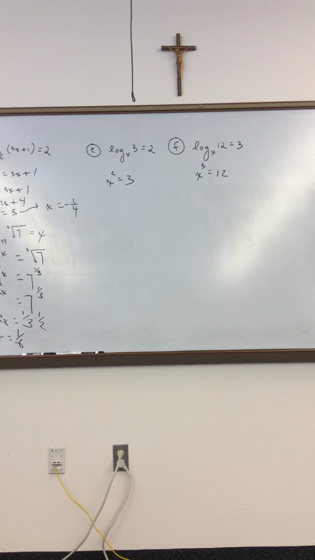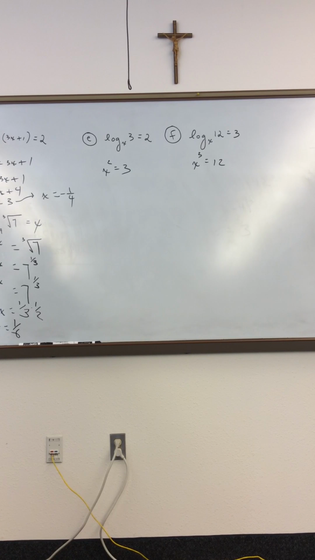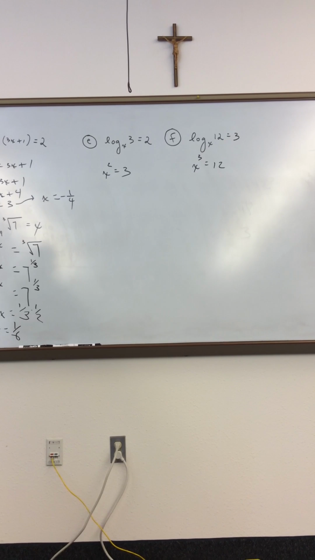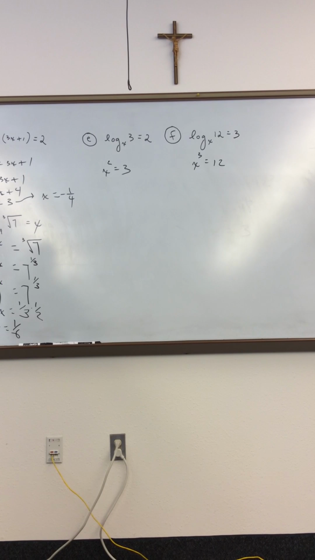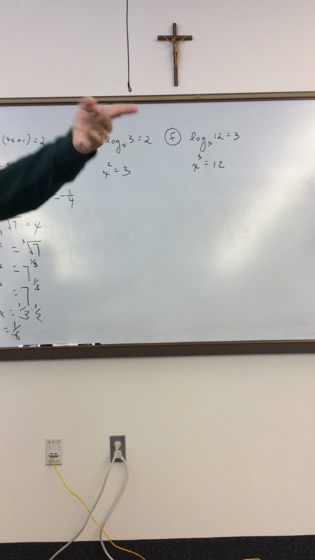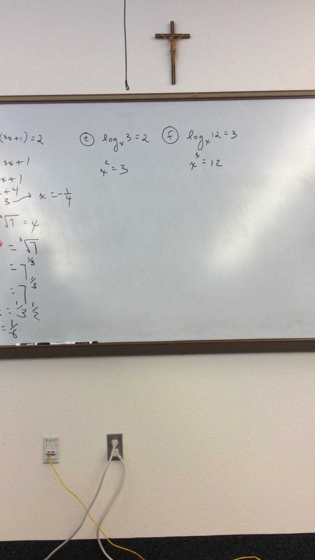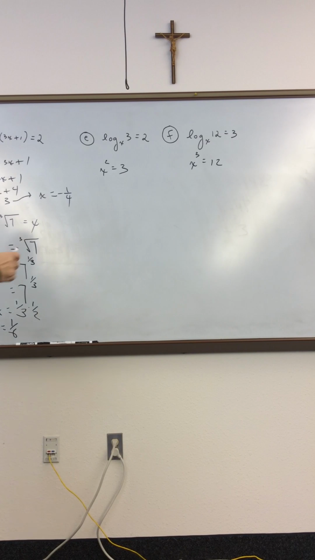If you have something cubed equals a number, what do you think you would do to both sides? Come on, common sense. If you have x cubed equals a number, how would you get to x? What would you take on each side? The cube root. What if you had x to the 4th equals a number? The 4th root, etc.